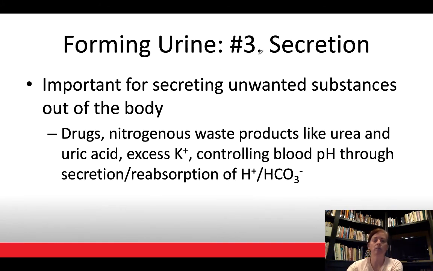Okay, it is important to secrete unwanted substances from the body. So we're talking drugs. A lot of drugs will be secreted there. Waste products like urea and uric acid, like we talked about, any excess potassium. And then this gives our body a chance to control the pH within our body. This is how our kidneys play a role in controlling pH through secretion and reabsorption of hydrogen ions and bicarbonate.